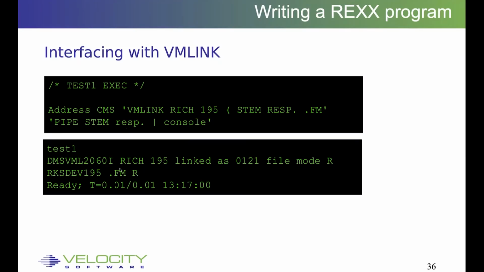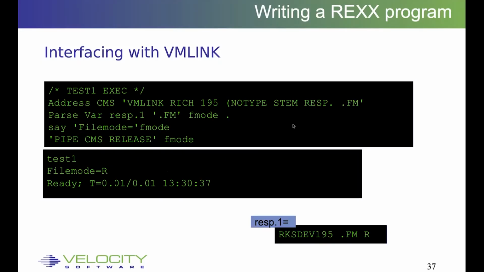And the .fm tag is part of the response, which is very, very important to what we're going to do next. And right after the .fm tag is our file mode. And it's exactly what vmlink returned, R. Next, now I put the response down here for reference. So our resp.1 stem element contains this, okay?